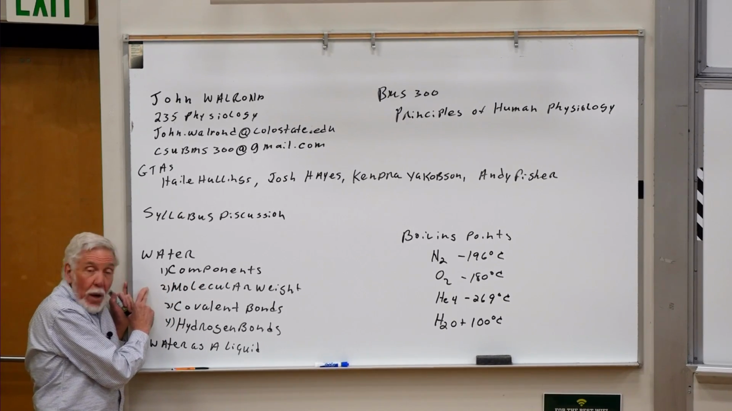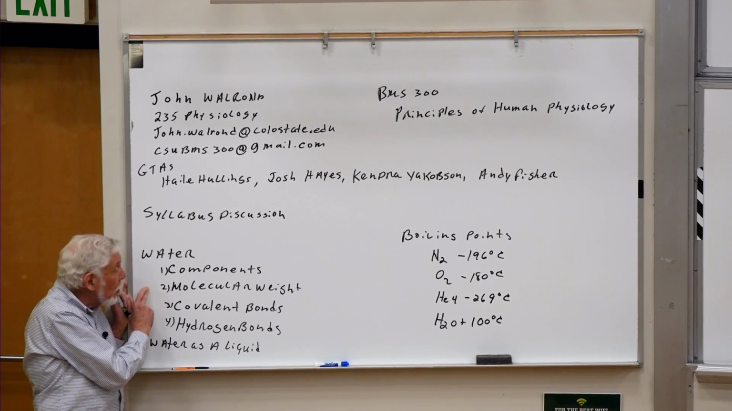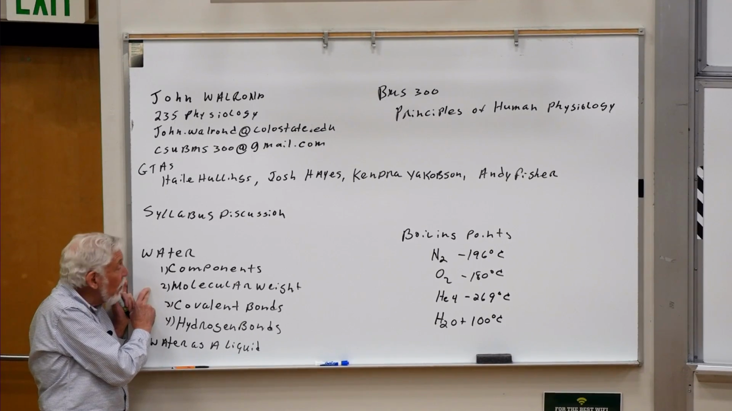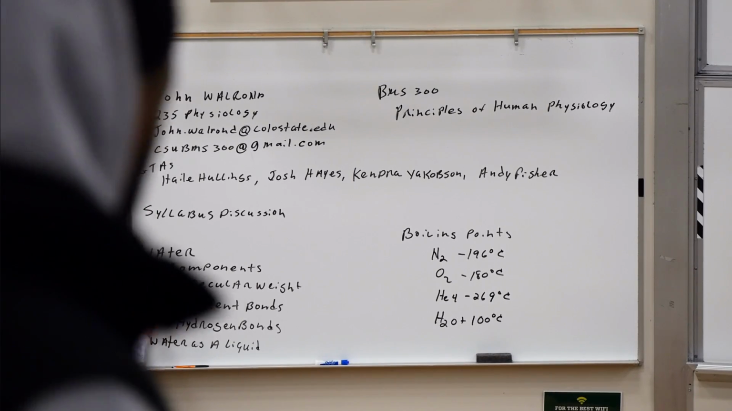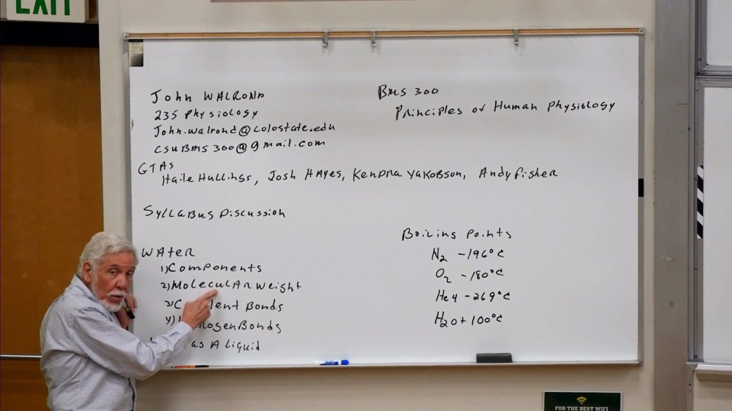Water has a molecular weight of 18. That molecular weight is derived from the 2 atoms of hydrogen and the 1 atom of oxygen. The 2 atoms of hydrogen each have an atomic weight of 1, and the oxygen has an atomic weight of 16, giving a molecular weight of 18. Now, that's a fairly small molecule.